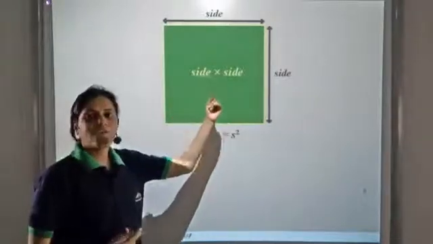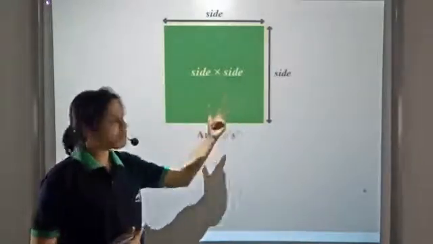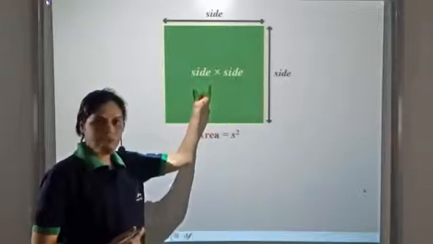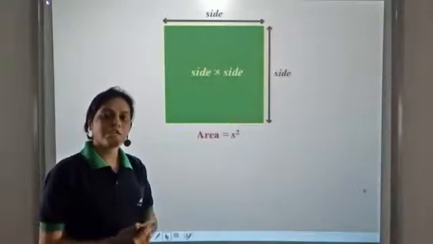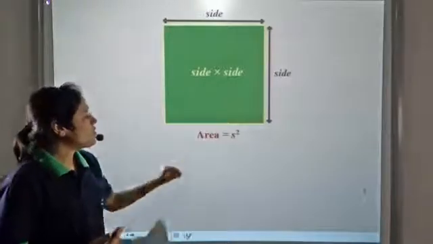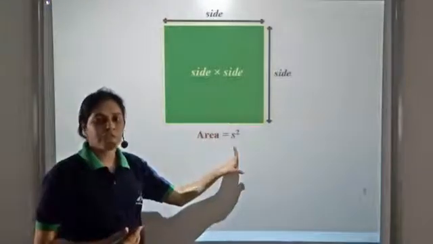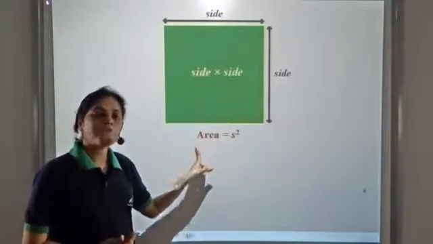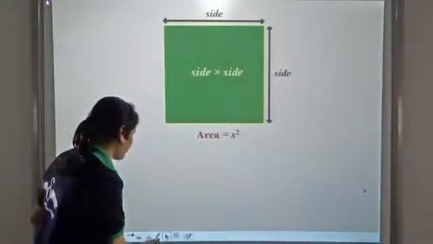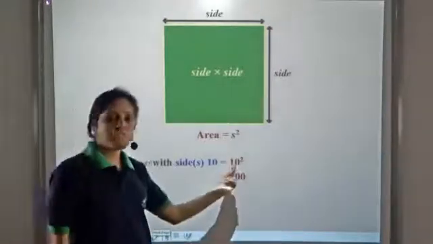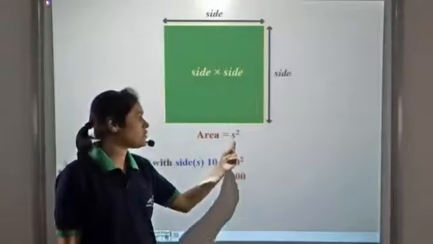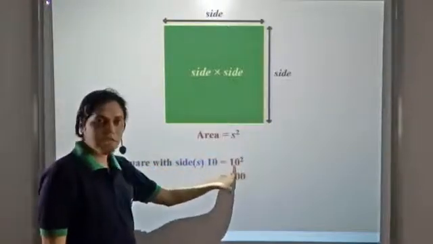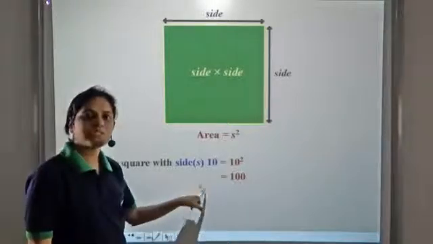We know that the area of a square is side into side. We have used S as representation for side of a square in order to generalize the area of a square. Now, when we come to know the side of the square, say we come to know that side of a square is 10 units, then how do we find the area of that square? We can simply substitute the value of 10 in place of S in this formula.